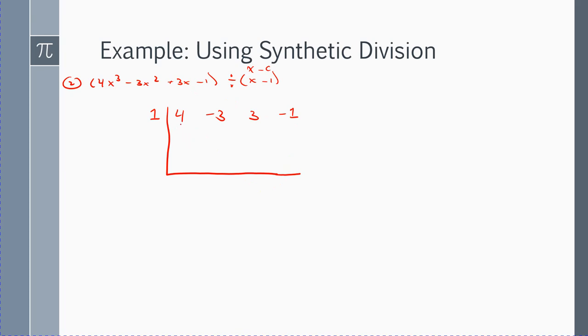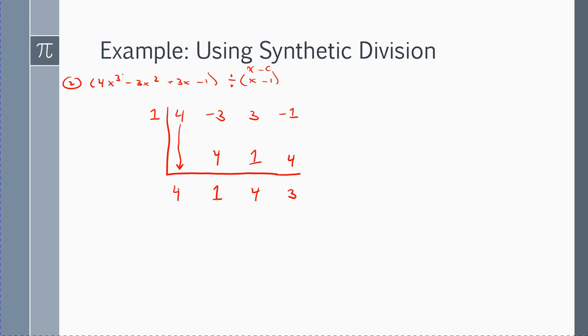So follow the algorithm. First thing you do is bring the 4 down. Boom. 1 times 4 gets me 4. Minus 3 plus 4, excuse me, gets me 1. 1 times 1 gets me 1. 3 plus 1 gets me 4. And then 1 times 4 gets me 4. And then minus 1 plus 4 gets me 3.